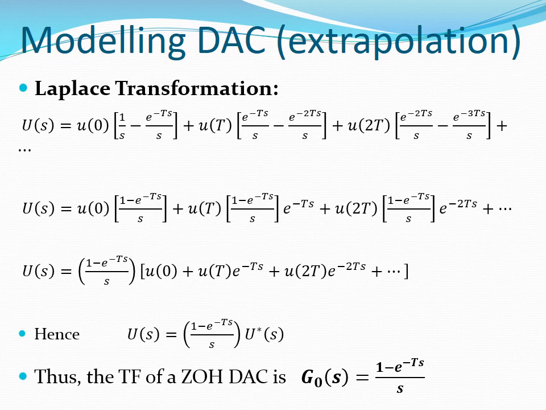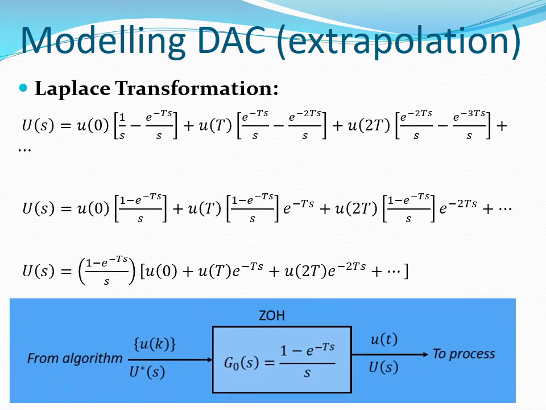The Laplace transform of the input to the DAC is represented as U star(s). So if we make substitutions, it means U(s) equals (1 minus e to the minus Ts) over s times U star(s). We can then manipulate this expression so that we obtain the TF of the ZOH. The TF is equal to U(s) over U star(s), and it works out as (1 minus e to the minus Ts) over s.